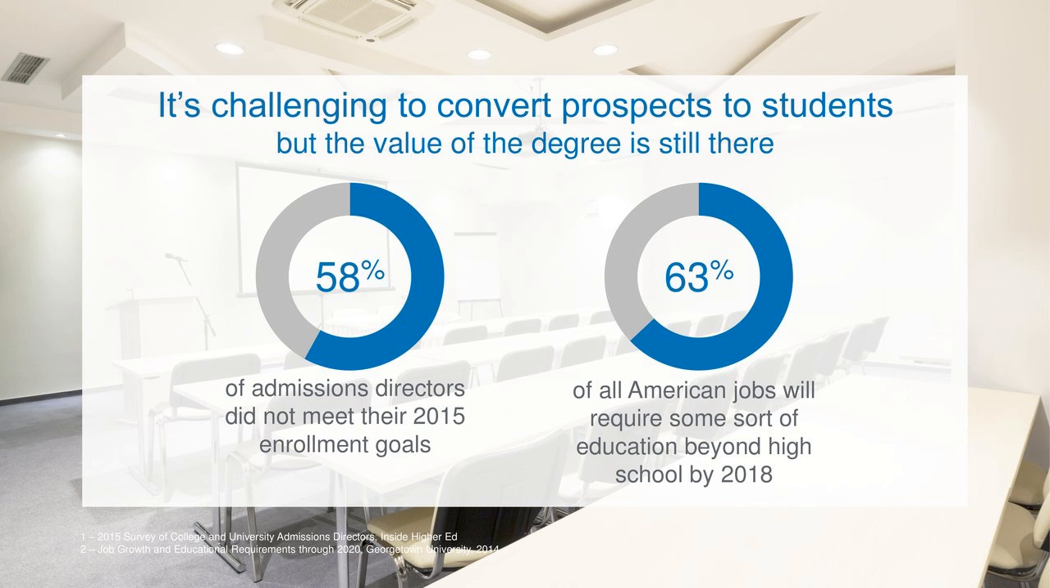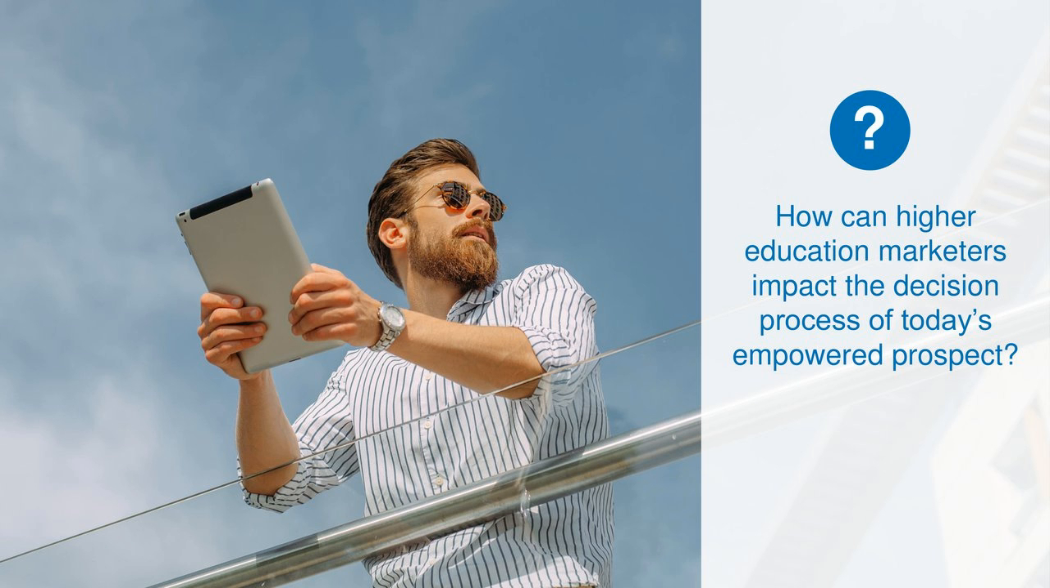And we know it's challenging to convert prospective students, but the value of the degree is still there. More than 63% of American jobs will require some sort of education or qualification beyond high school in just 3 years. So the question is, how do we help schools close this gap and connect prospective students with the opportunities that higher education provides? And how can you influence today's prospect, who is much more sophisticated and informed?